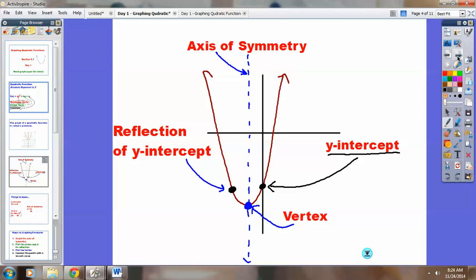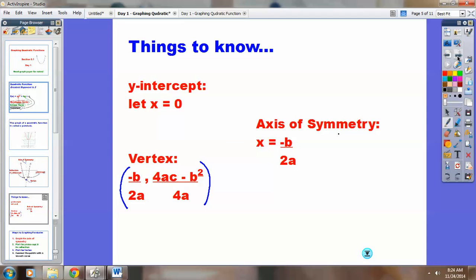So how do we find all those things? Well, we're going to use some formulas. For the y-intercept, we're either going to let x equal 0 or use the cover-up method.